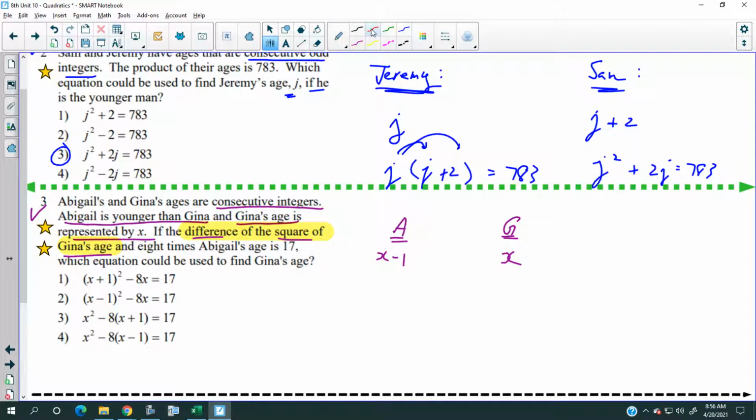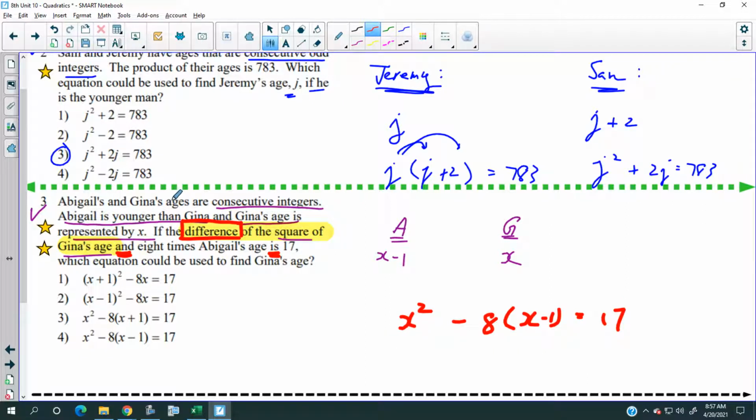I'm trying to do this in a way that's easier to see. Now, the key word here is actually difference, because that would suggest subtraction somewhere in the middle. The difference of the square of Gina's age and 8 times Abigail's age. So that's what you're finding the difference of. The difference of the square of Gina's age, which is x squared, and 8 times Abigail's age. Abigail's age is 17. Then there's our equation.